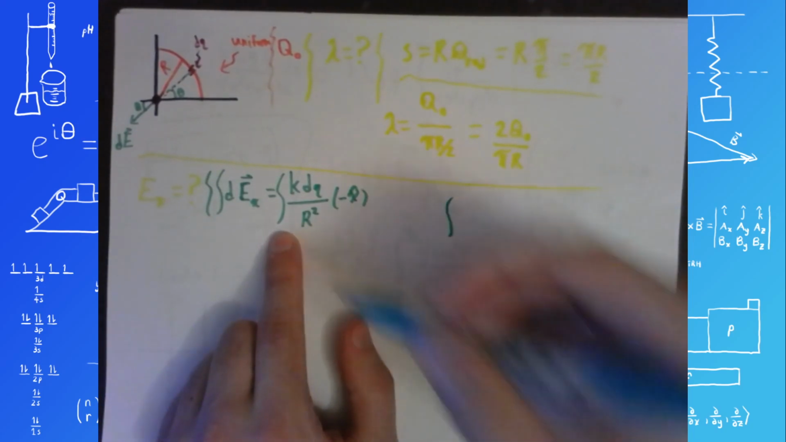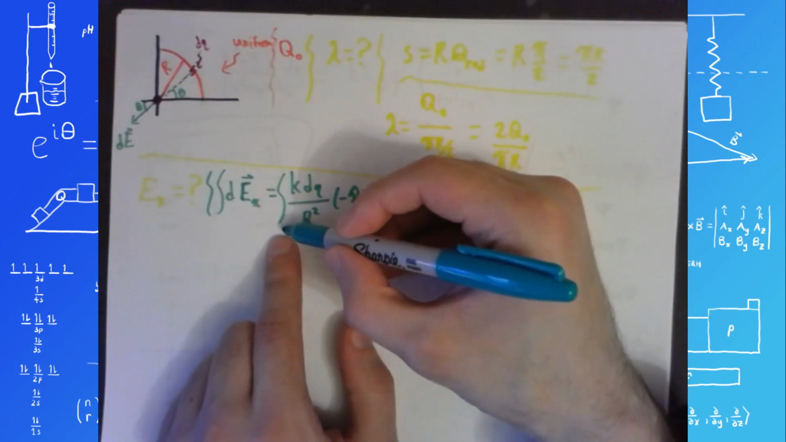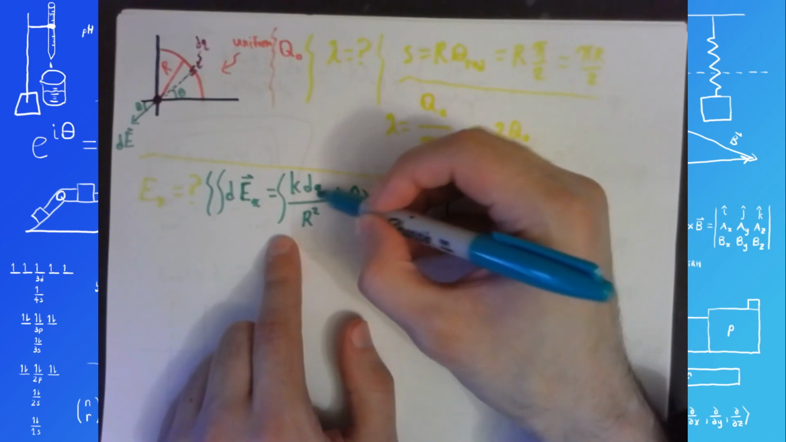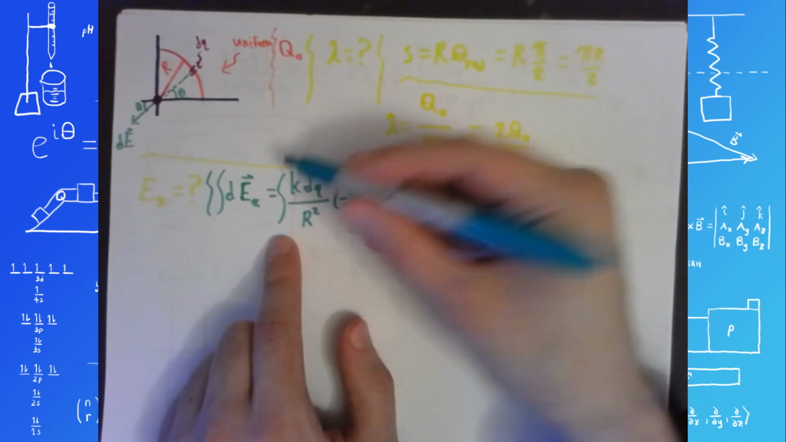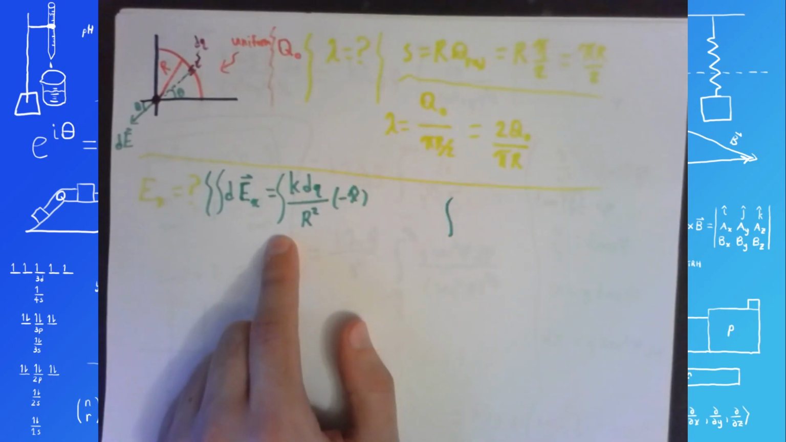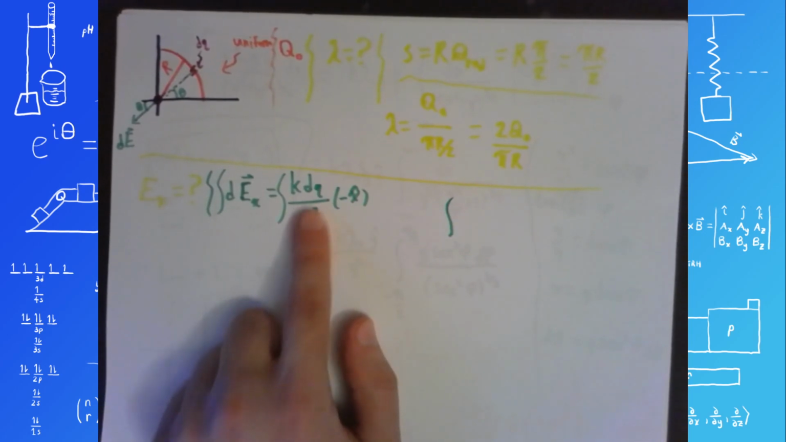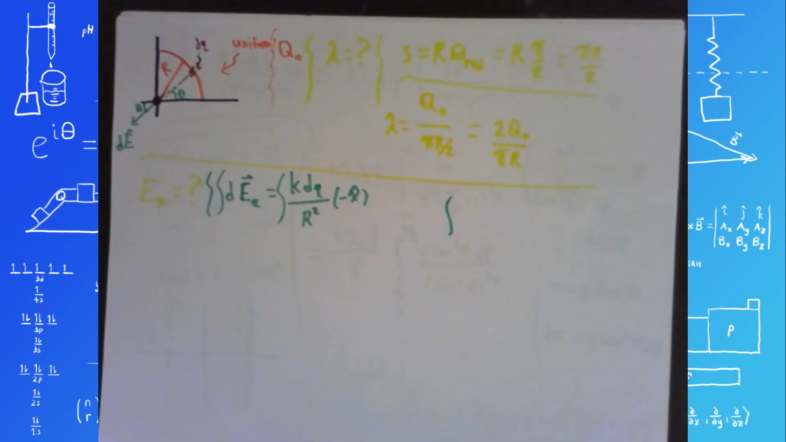But what about this? The integration bounds, if q is my variable, where does q start and where does q end? It doesn't really make sense. So we're going to need to change variables here. We can't keep q as our variable. We need something else.